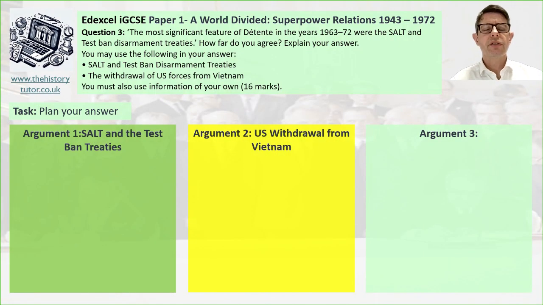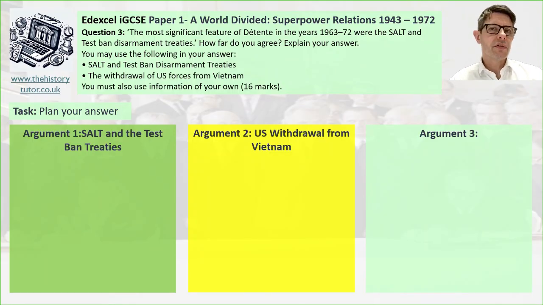In this video, I'm not going to. You should have hopefully gone to the rest of the revision guide and you're aware of how to answer this question. But just a brief reminder, we must use information of our own to get more than half marks. We really should focus on SALT and test ban treaties in the question. And I suggest that you give the idea of US forces from Vietnam a go. It's giving you that idea. You use it. You need to come up with another idea of your own.